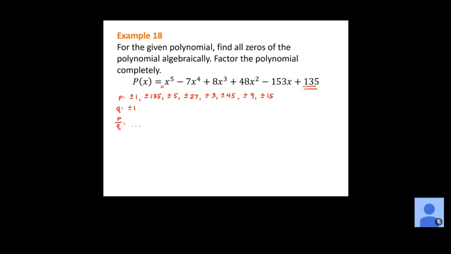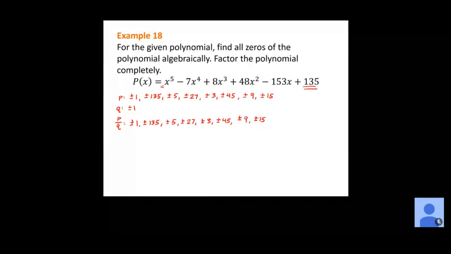Right, so that's what I just, so yeah, if you want to list them out, it's plus or minus 1 again, plus or minus 135, plus or minus 5, plus or minus 27, plus or minus 3, plus or minus 45, plus or minus 9, and plus or minus 15. Same as our P list, because we're dividing them all by 1.